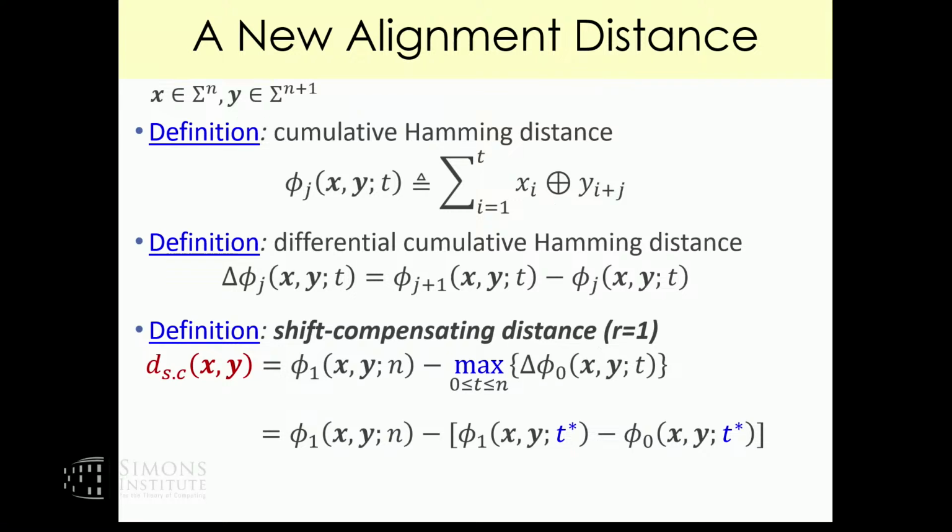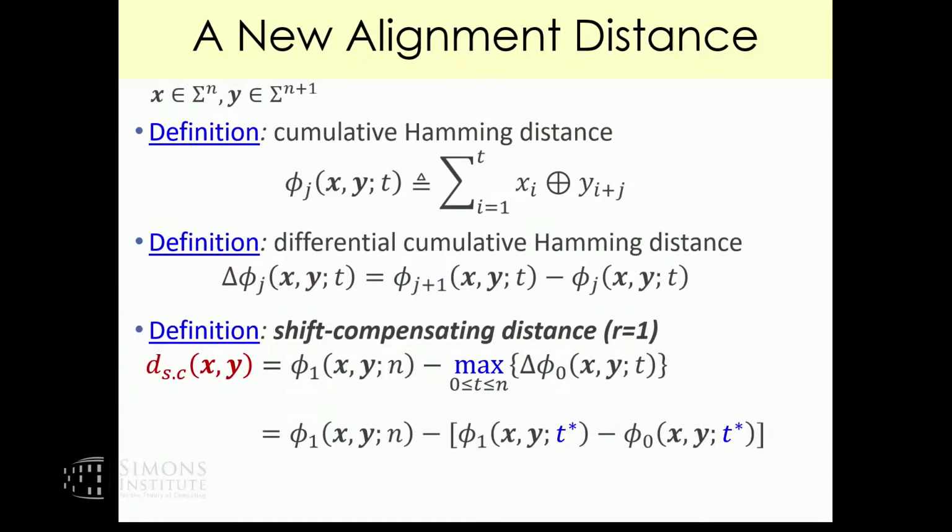What we suggest instead is a new alignment distance that we call the shift compensating distance. Again, I will not get into exact details of the function, but think of those phi's as the cumulative distance function. Cumulative means that we have t here, and we take phi. Let's look at the specific case for a single deletion. We take phi1, and we need to maximize this function over t between 0 and n, and that will give us a number, and that number is how far x and y are in terms of SDMS.